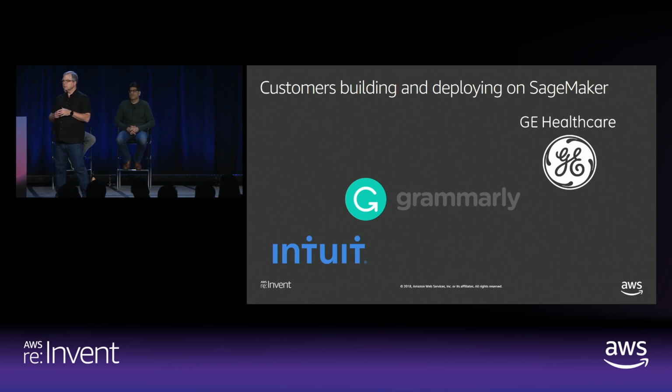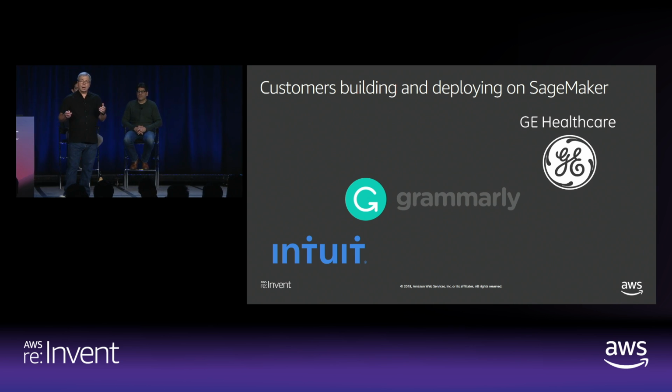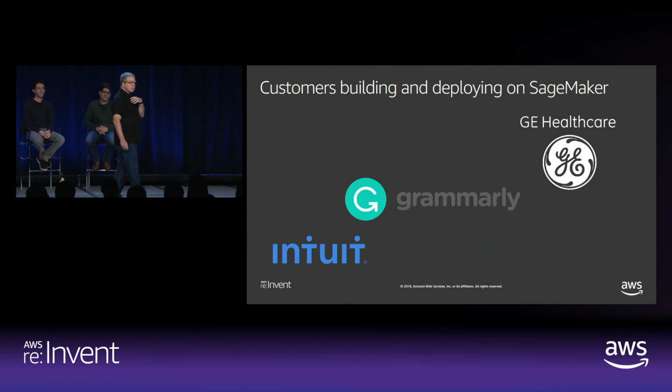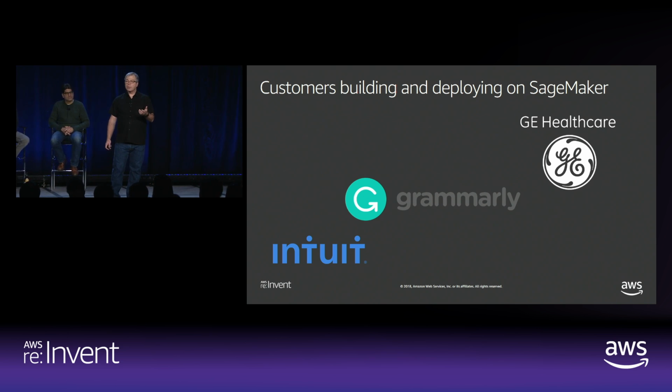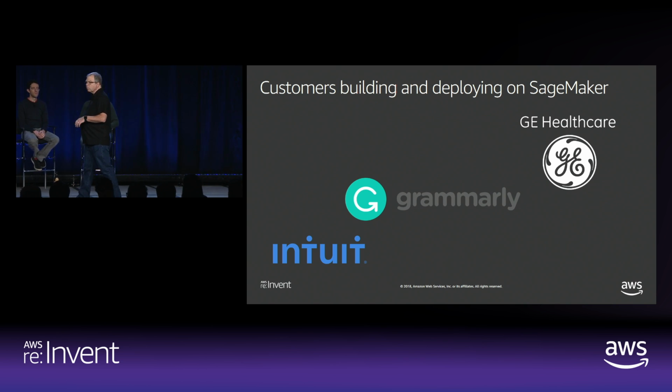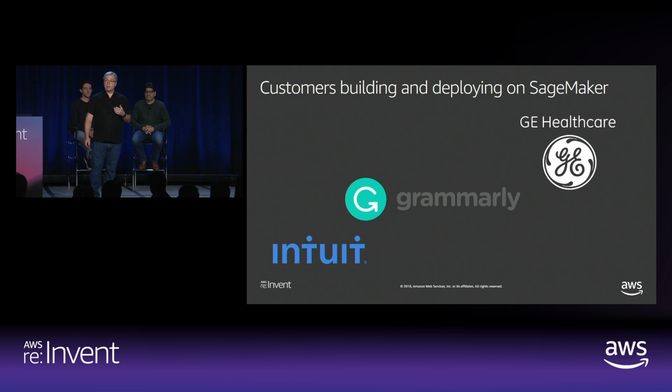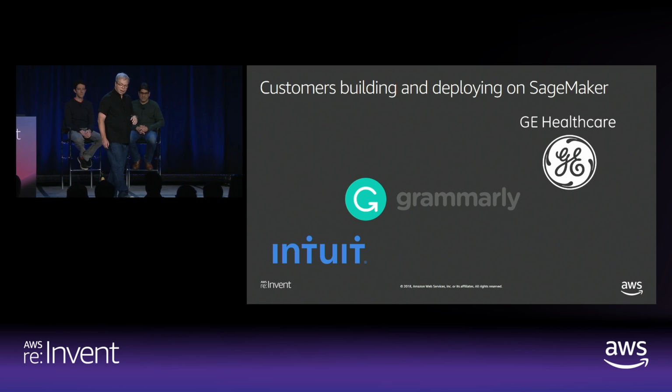Grammarly, if you know what Grammarly is, they help you write. And they're, of course, doing a lot of language work on top of SageMaker, and that's pretty cool. And then GE Healthcare is a great example of a company that's not using our inference, but rather training in SageMaker and deploying the resulting models into medical equipment, x-rays and so on, as part of ways to look for, what I've been told is, cancer. So that's pretty cool. Maybe SageMaker will help save your life someday. That would be pretty great.